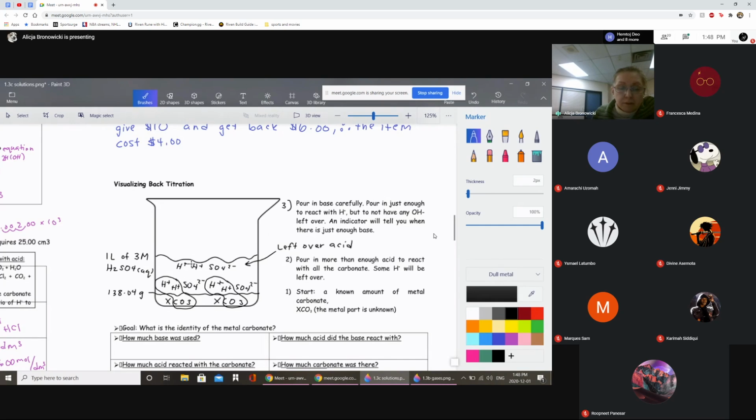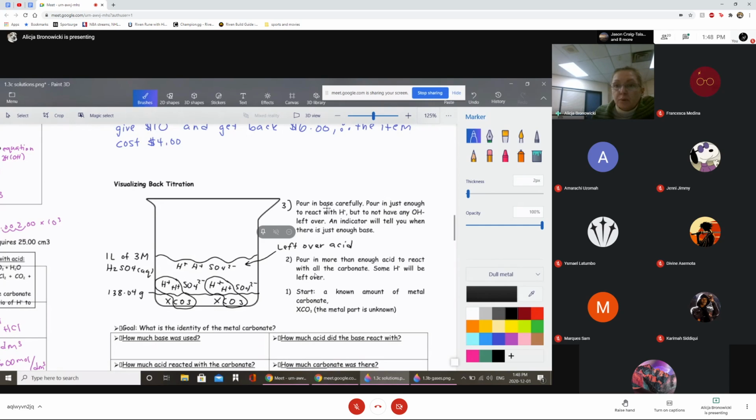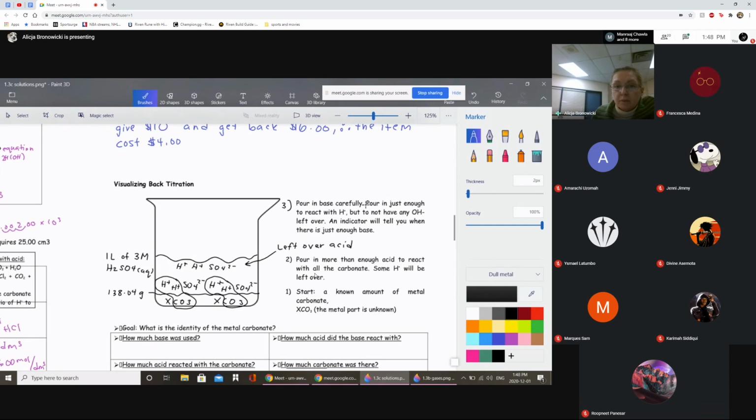So now I want to figure out how much acid I have left over. To do that, I'm going to pour in some base, just enough to react with my leftover acid. It means I'm going to have to titrate my leftover acid. I drip in base, and as soon as an indicator changes color, I know it's neutral, my acid's been neutralized, so I stop pouring in base.